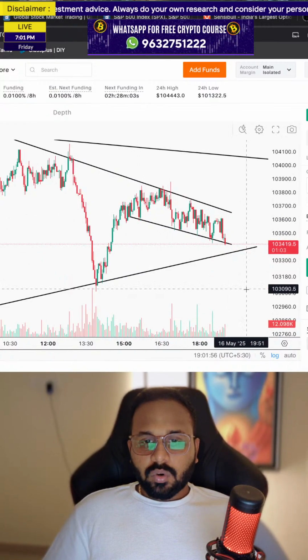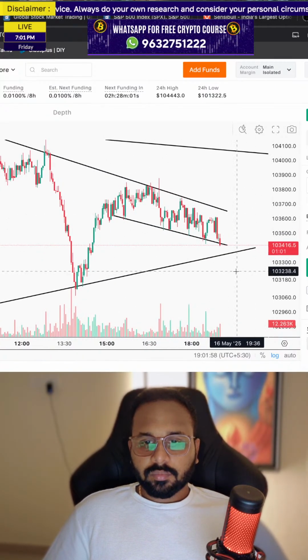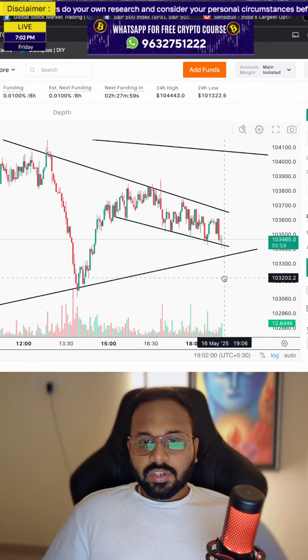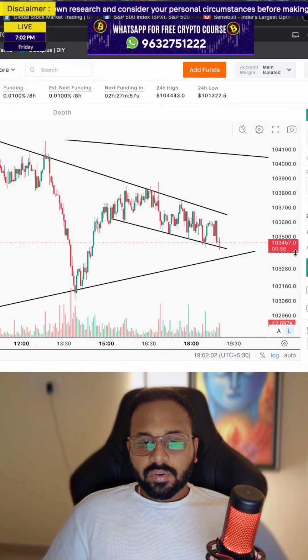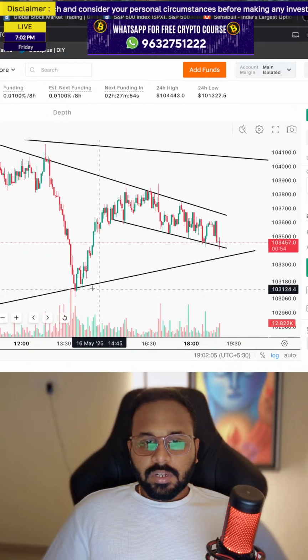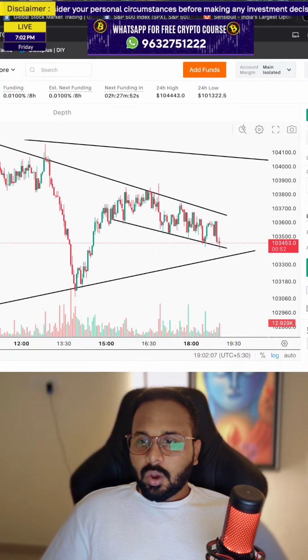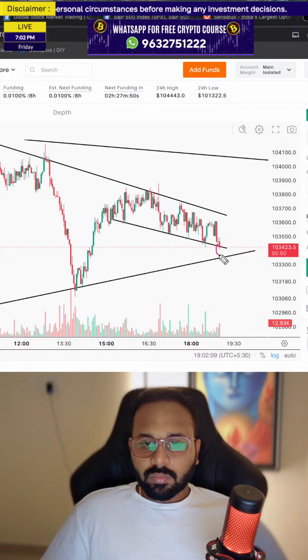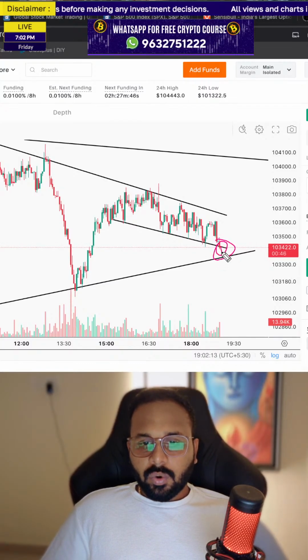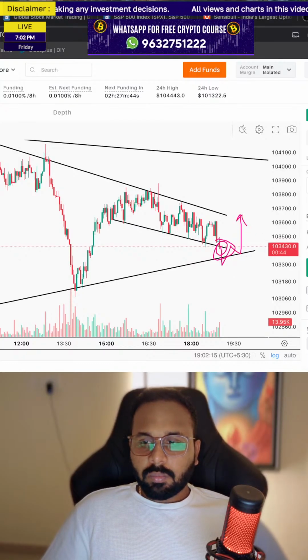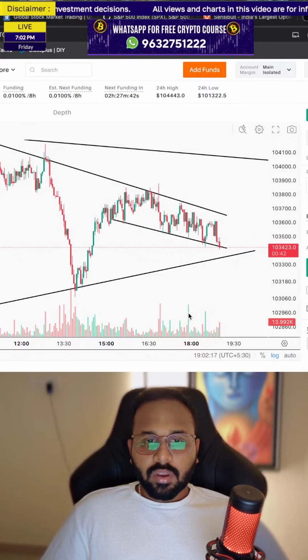Recent channel support, market has given a breakdown. 1,03,000 range, market has kind of, it is holding on to that range. We'll see here buying pressure started, right? How market reacts at this zone is important for us. This zone. Is it going to be a false breakdown before the pullback? Something like that we will see.